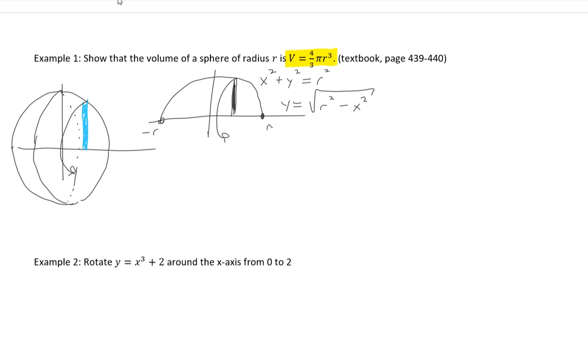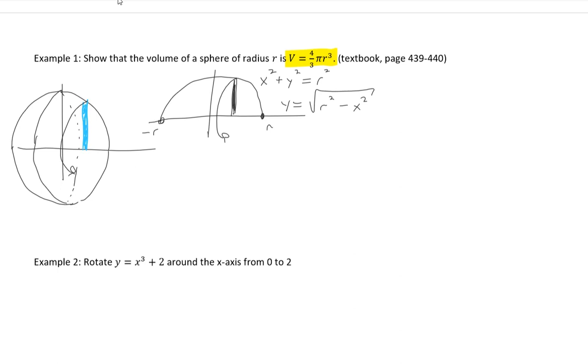Now, again, I said I can also do this by rotating around the y-axis. It would work exactly the same. Then I would just use the formula x equals the square root of r squared minus y squared and rotate that around horizontally. That works too. You have a couple different options here. I just want to go with the x-axis because that's the one I'm more familiar with.